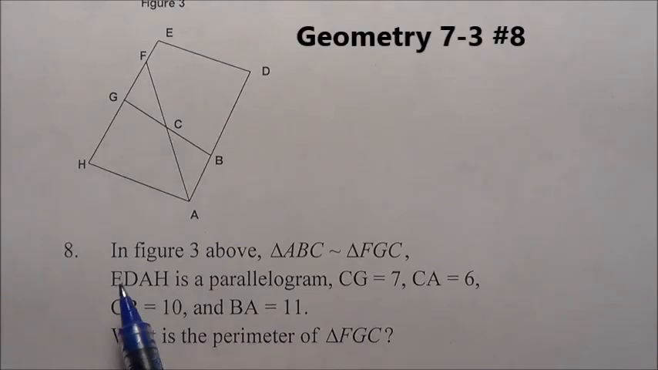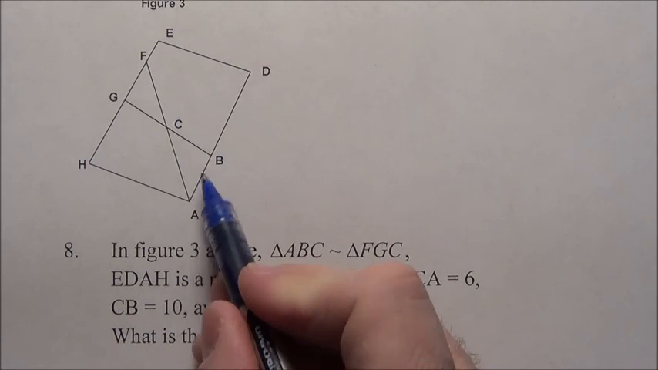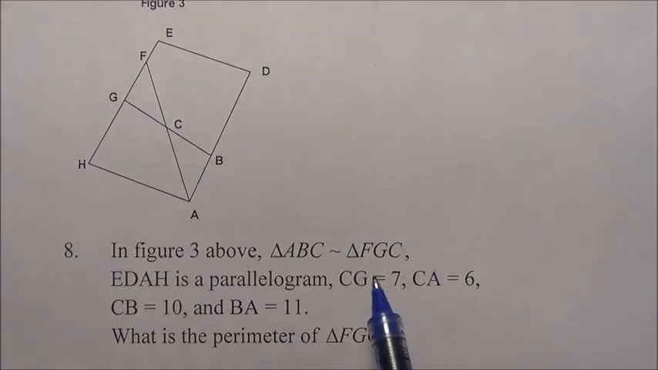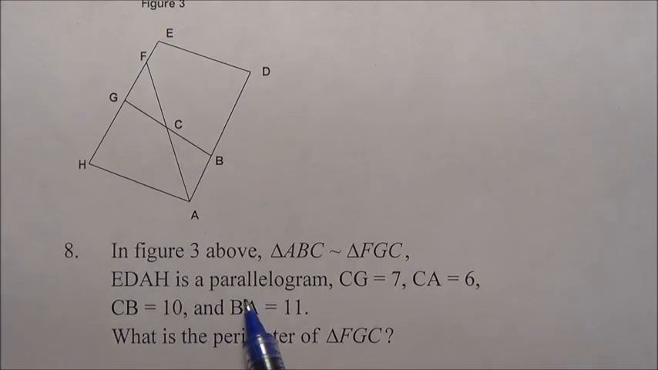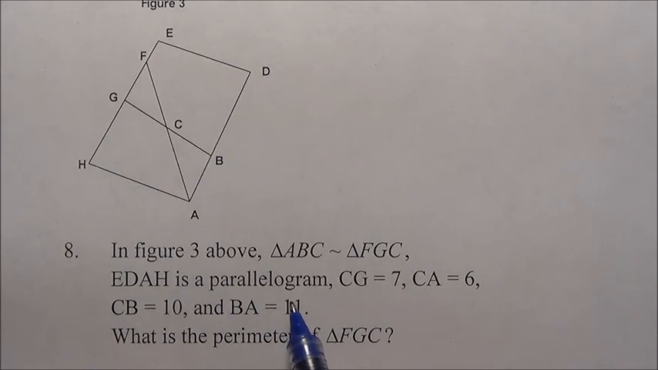All right, problem 8. It says in figure 3 above, it has this big figure. It says ABC. So ABC, this little triangle, is similar to FGC. All right, EDAH is a parallelogram. Probably not going to matter. Doesn't really matter to us.